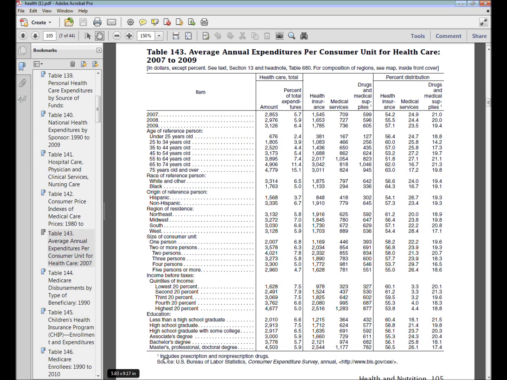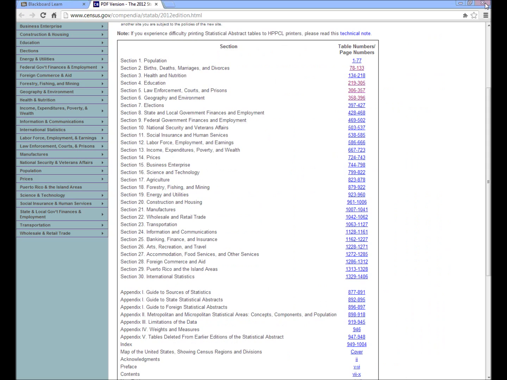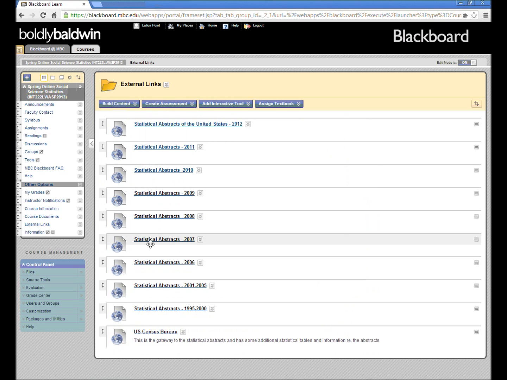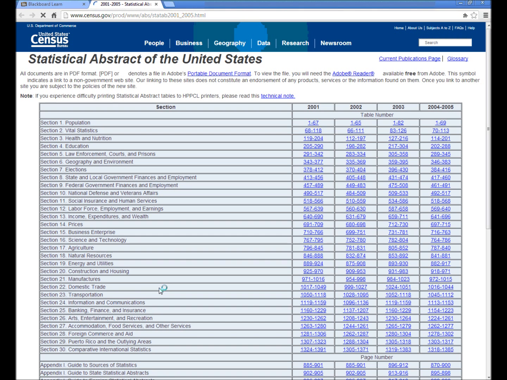Also note that many of them have footnotes, and so we can see this one here refers to the footnote here, and that tells us that it includes both prescription and non-prescription drugs. So I'm going to close this one, and we're going to go back and look at a previous version of this statistical abstracts. We're going to go to 2003, so I'll use this one right here.